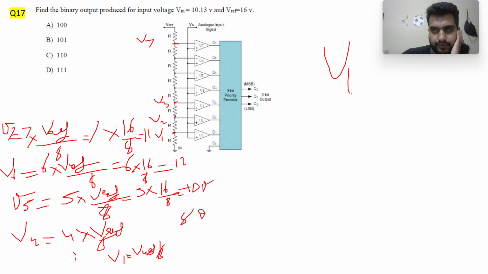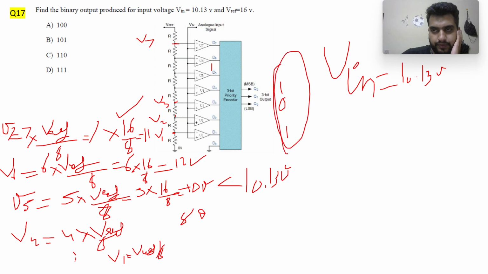So we have Vin equal to 10.13 volts. So this thing is greater than 10.13 volt, this thing is also greater than 10.13 volt, and this thing is less than 10.13 volts. So D5 will be 1, so that means my output will be 101. That is the binary equivalent of 5. So 101, as rightly said, is the correct answer.